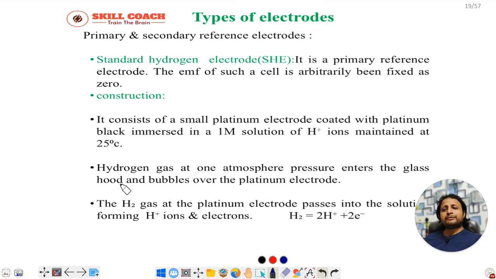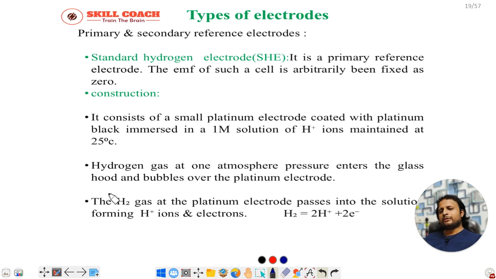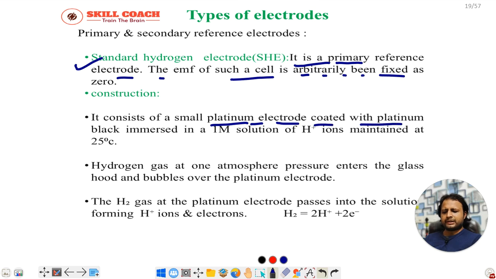So what types of electrodes are we using, and how do they work exactly? The standard hydrogen electrode, which we call SHE, is the primary reference electrode, and the EMF of such a cell is arbitrarily fixed as 0. It consists of a small platinum electrode coated with platinum black, immersed in a 1 M solution of H+ ions, and maintained at 25 degrees centigrade. Because the reactions are very sensitive to temperature and pressure, take care about the temperature.